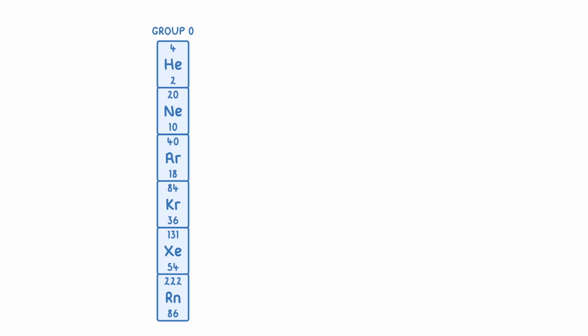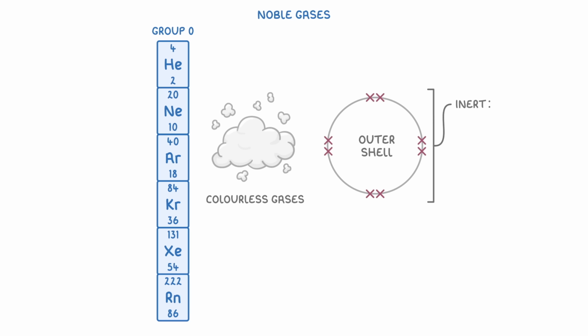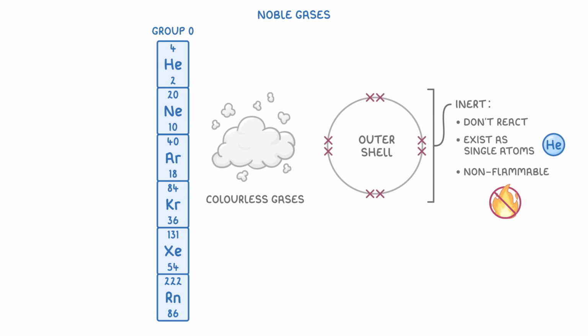Now, we were going to do an entire video on the group 0 elements, which are also known as the noble gases, but there really isn't that much that you need to know. They all exist as colourless gases, and because they have full outer shells, they're inert, which just means that they don't really react with anything. And because they don't react with other atoms, they exist as single atoms, and they're also non-flammable, which means they can't be set on fire.